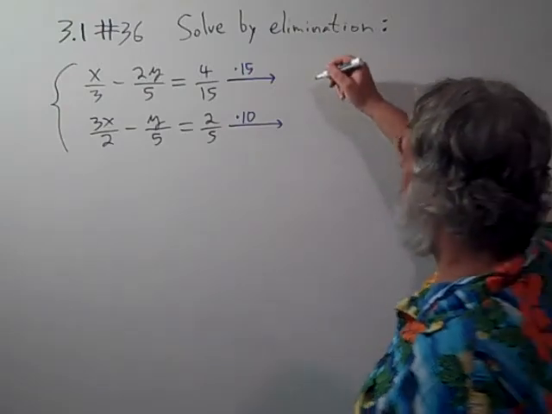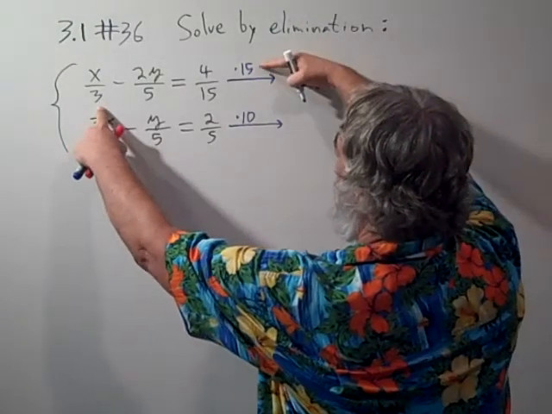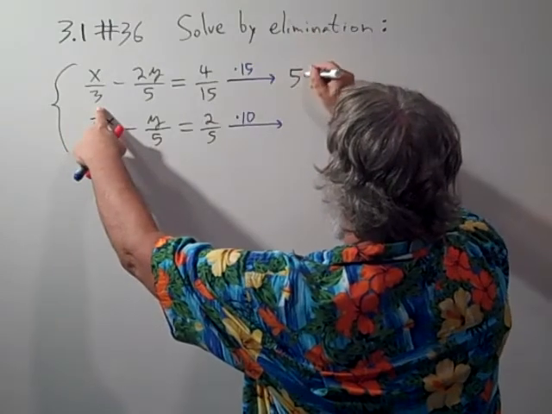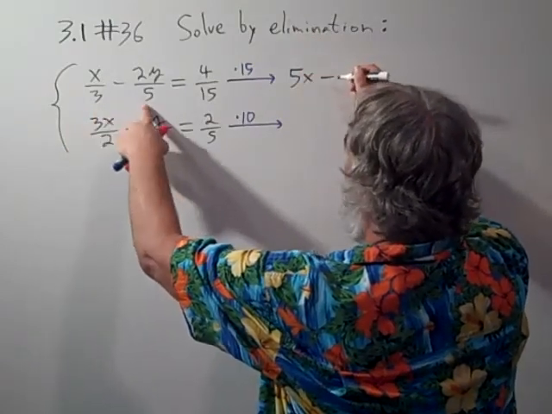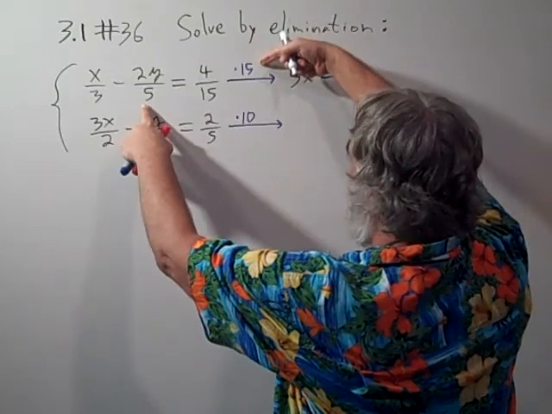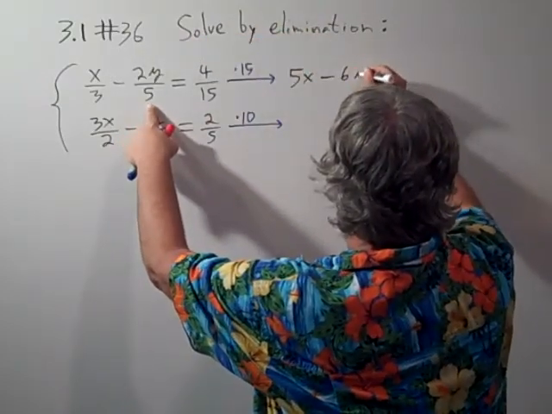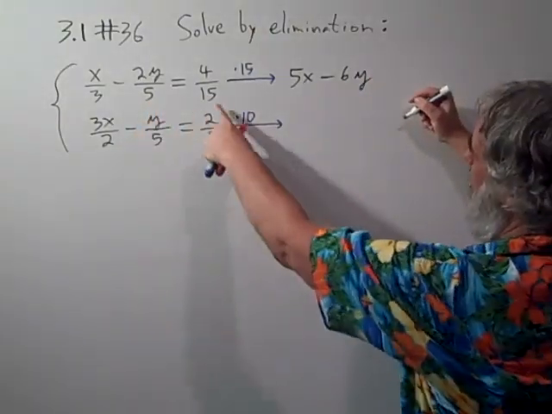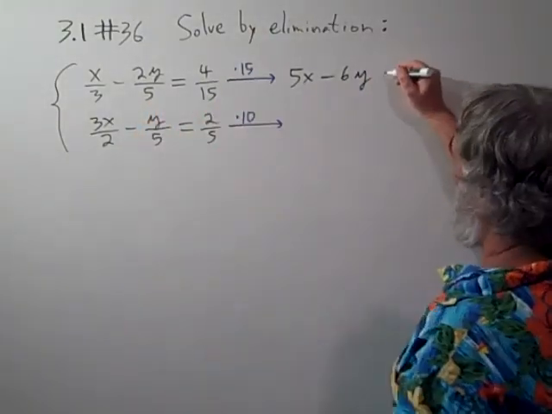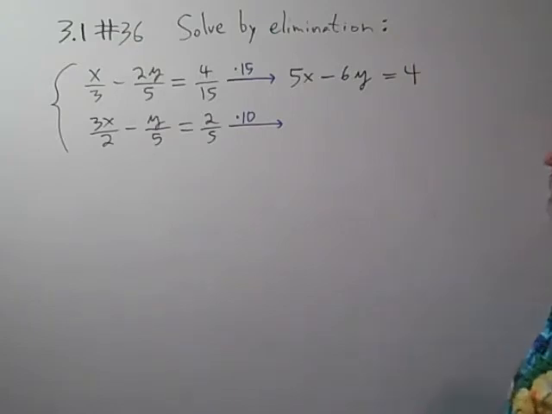So multiplying the first one times 15, 3 goes into 15 5 times, so we have 5x. 5 goes into 15 3 times. 3 times 2y is 6y. And here the 15 simply cancels, leaving 4 on the right side of the equal sign.